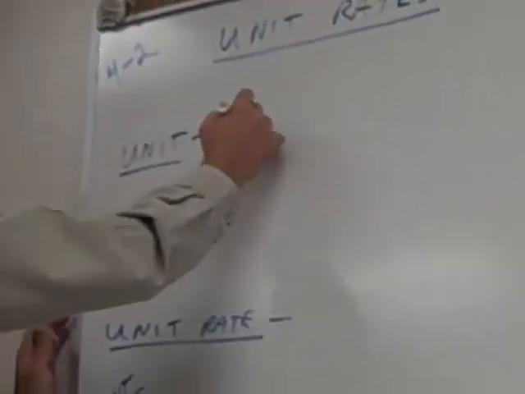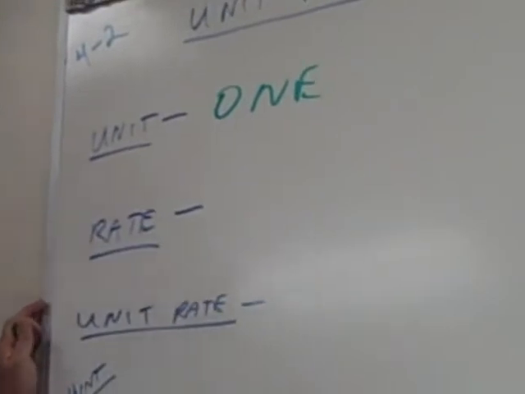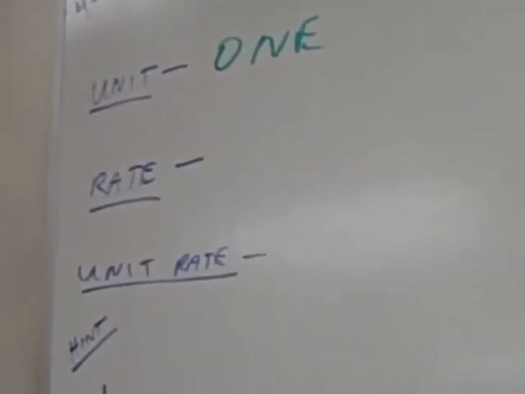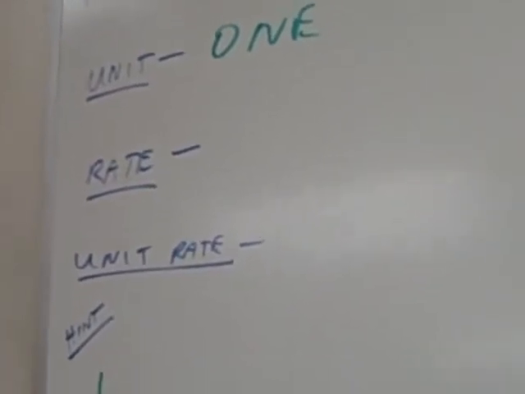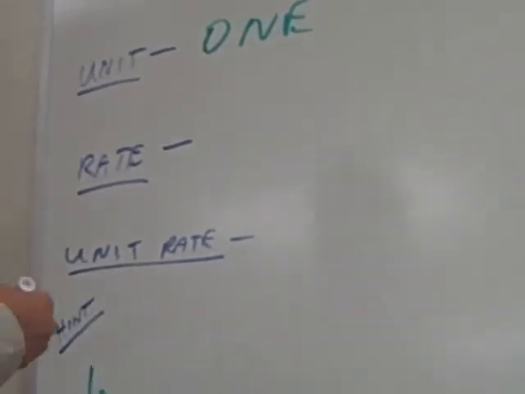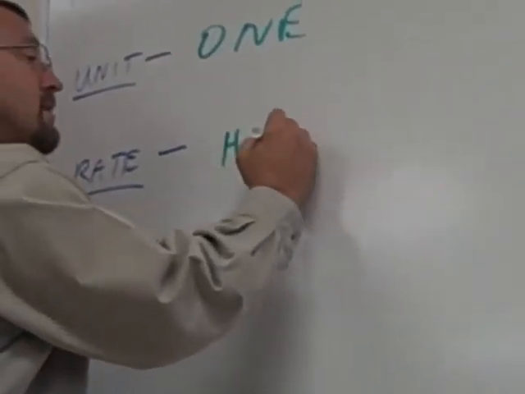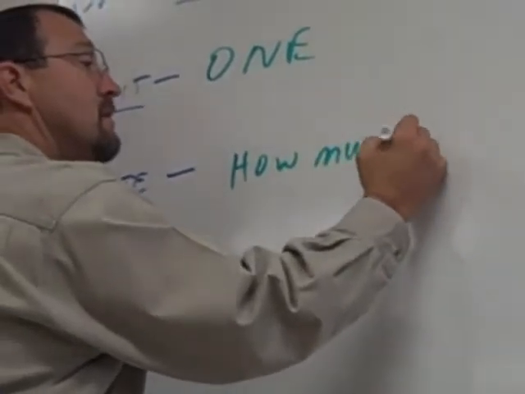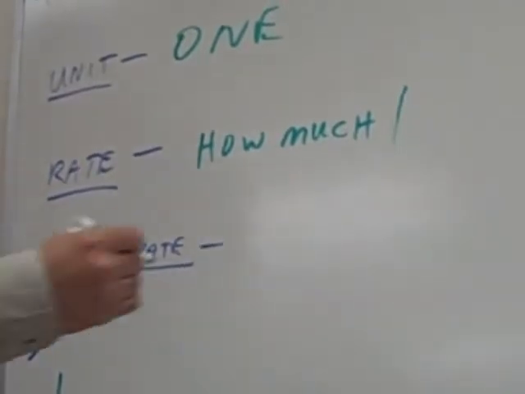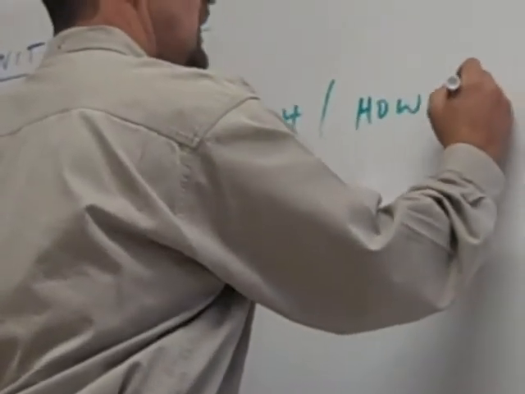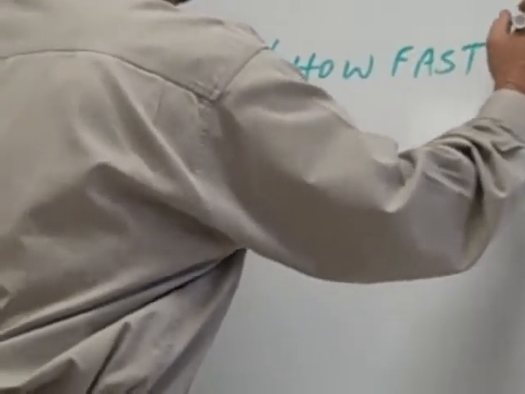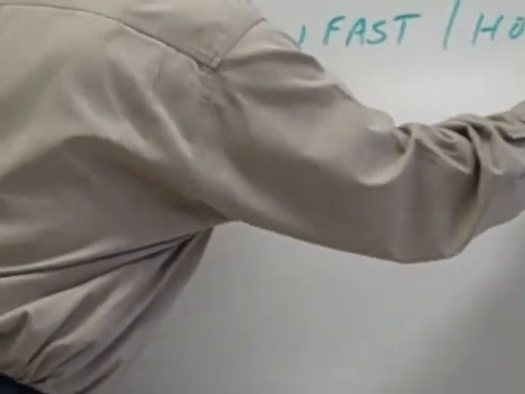Unit. One. Unit means one. Rate. Rate means, well, how much? Or how far? Or how fast? Or how blah, blah, blah, blah.